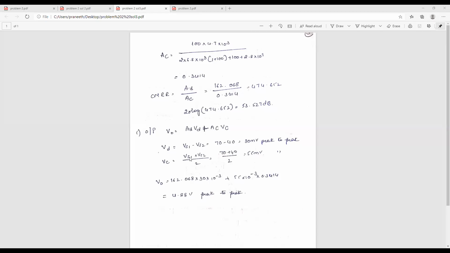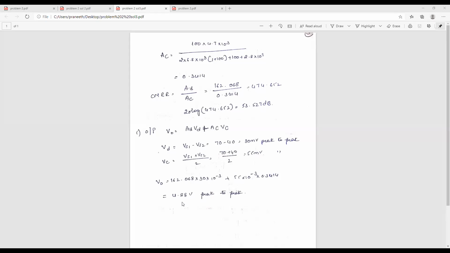So the average of this value is 70 plus 40 by 2, which means 55 millivolts peak to peak. So now you have got VD and VC, right? Now just substitute all these values in this formula. AD, which is 162.068, into 30 millivolts, that is 30 into 10 power minus 3, plus AC is 0.3414 into VC, which is 55 into 10 power minus 3. So after calculating, your output voltage will be 4.88 volts.